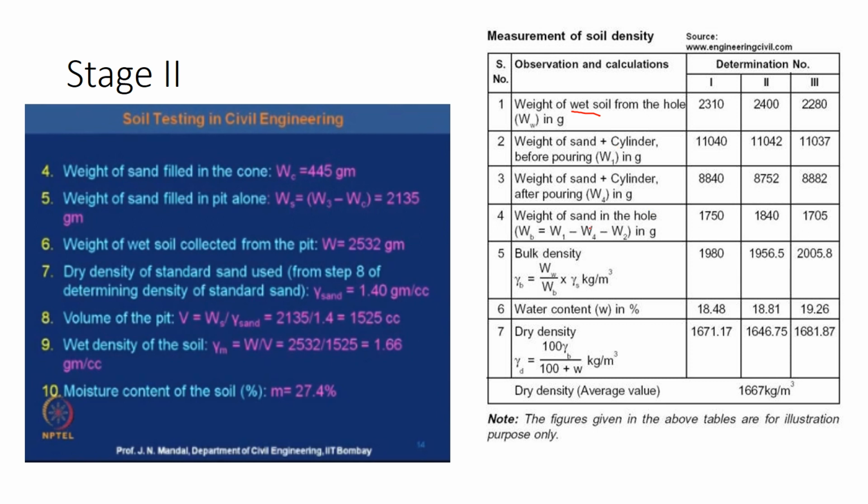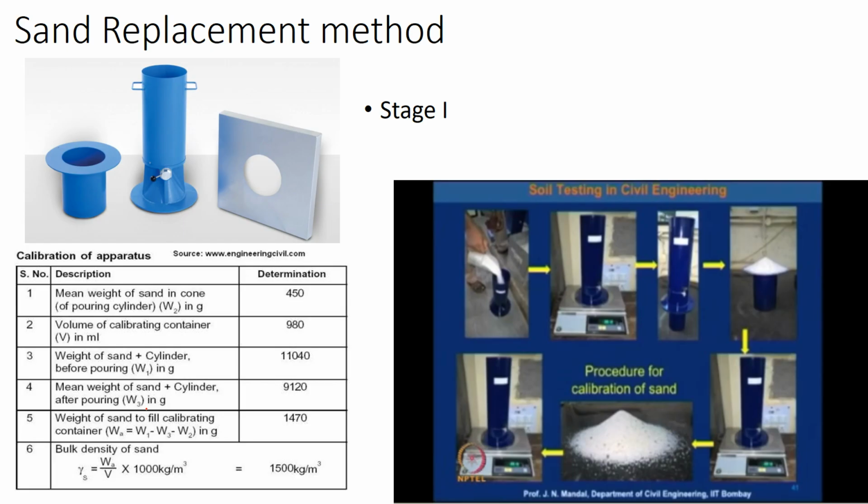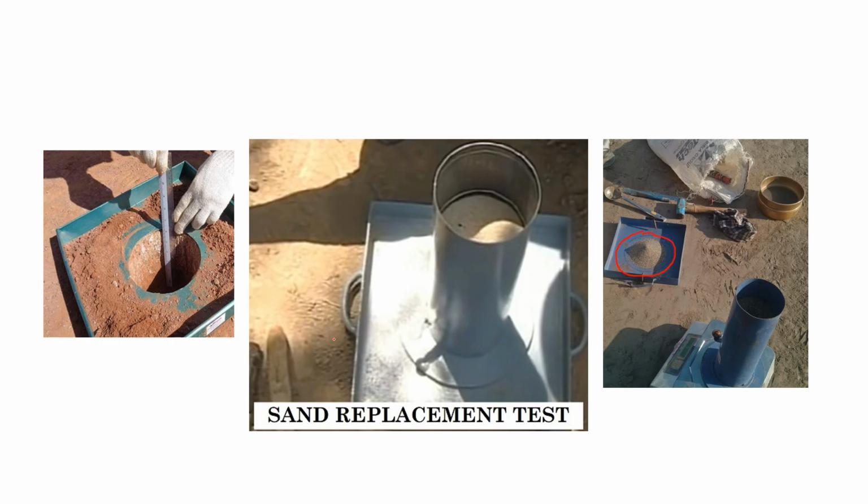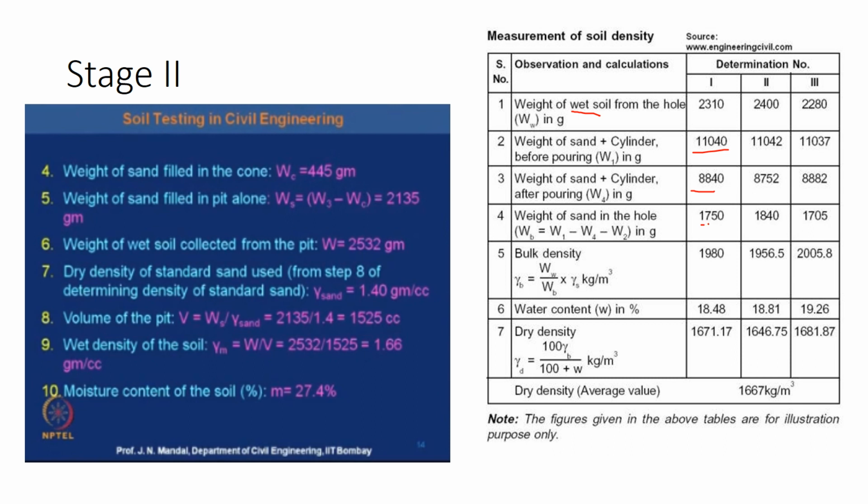So you subtract these two weights and the cone weight that we took in the previous stage. See, W1 is this weight, 11,000, minus the weight after pouring, which is 8,000. W2 is this cone weight here, 450. So that cone weight will be subtracted, and you will know how much exact sand is present in the hole. So you will get 1750. Then you find the bulk density of the field soil. How do you find the bulk density of the field soil?